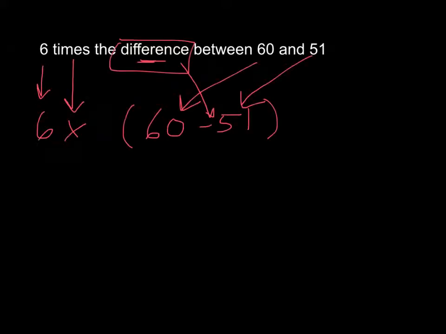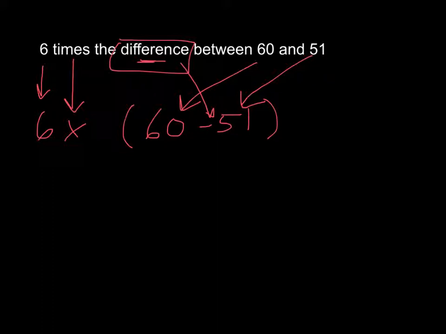6 times the difference between 60 and 51. Think about how you're translating it into the expression and where the parentheses need to go first. The first thing I did is I turned it into an expression. 6 times comes straight down. Difference tells me I'm doing a subtraction problem, and it's the difference between 60 and 51. These get grouped together in the parentheses, right next to each other.